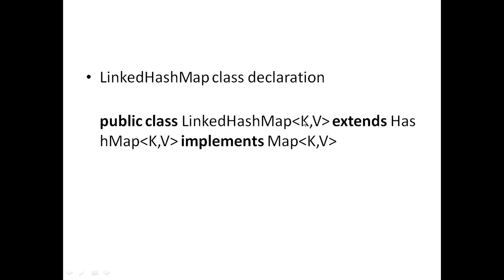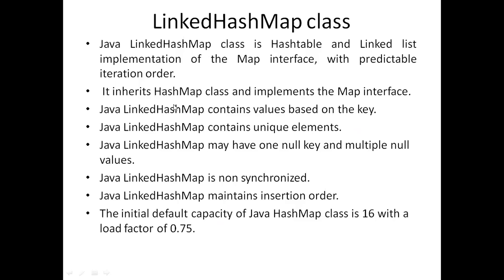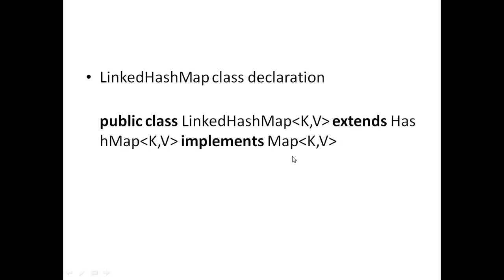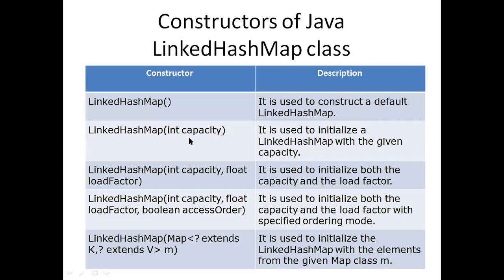public class LinkedHashMap<K, V> extends HashMap<K, V> implements Map<K, V>. Clear? I'll tell you again: it inherits the HashMap class and implements the Map interface. So it implements Map, but LinkedHashMap is extending what? It is a child of HashMap. So LinkedHashMap extends HashMap and implements Map. One class can extend and implement at a time. These are the constructors of LinkedHashMap.